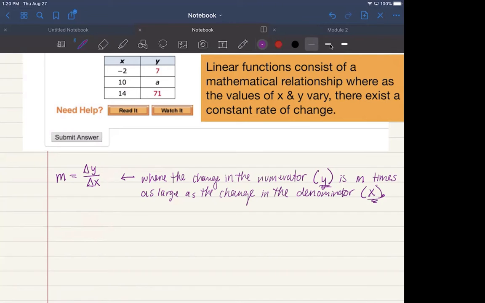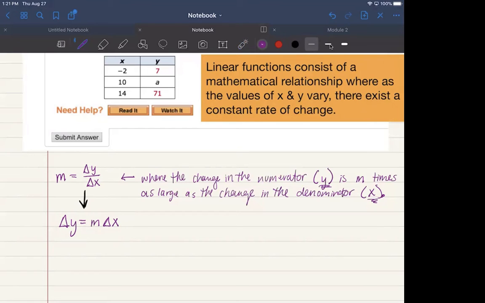We can rewrite this where, what if I multiply delta x, the change in x, on both sides, okay? If I did that, I'd basically cancel out these two, and I would be left with change in y equals m times change in x. So please understand that there's no real difference between the two of these. It's still saying the same thing. Whatever the change in y is, the change in y is going to be m times as large as the change in x. Okay? We just rewrote it.